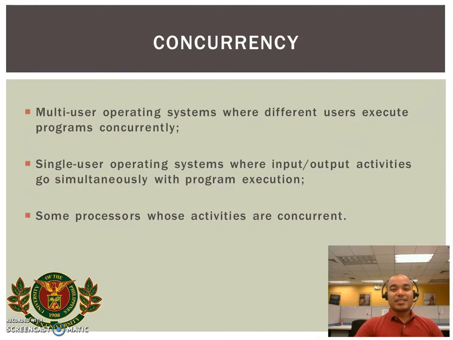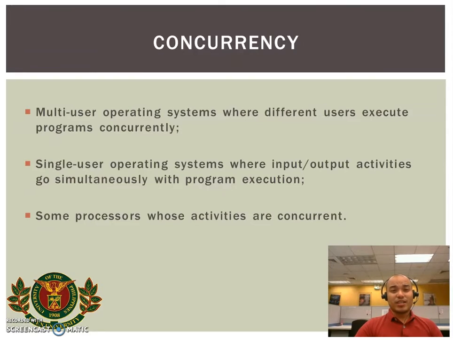The next slide presents the uses of concurrency. Concurrency is used in multi-user operating systems where different users execute programs concurrently. An example is databases, where different users access the system.